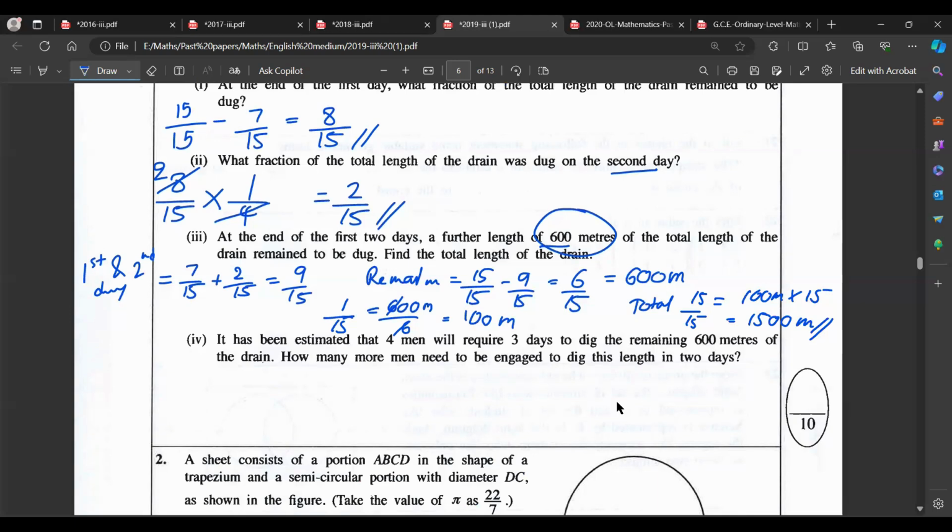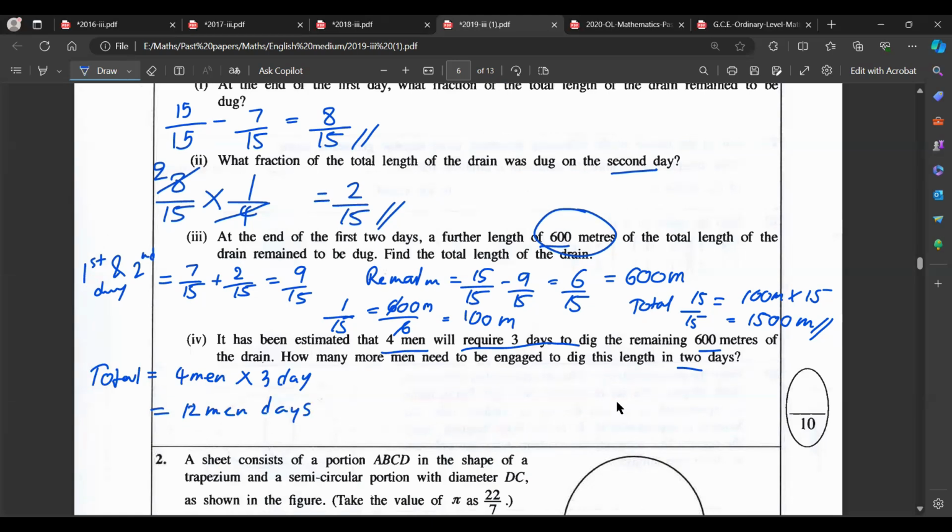Now it has been estimated 4 men will be required for 3 days to dig the remaining 600 meters. How many more men need to be engaged to dig this length in 2 days? So total work, tell me, total work. 4 men need 3 days. Altogether 4 into 3, 12 man-days. They need 12 man-days remaining.